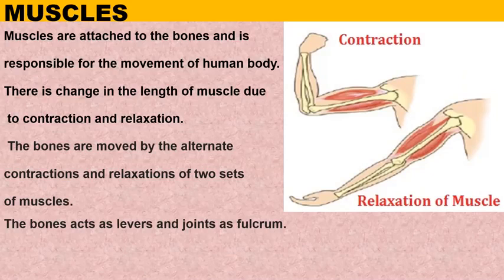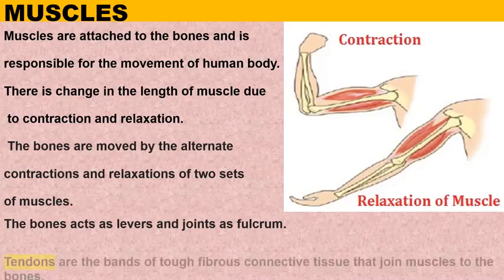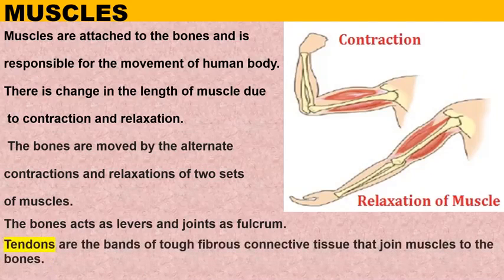The bones are moved by the alternate contractions and relaxations of the two sets of muscles. The bones act as levers and joints act as fulcrum. A muscle can only pull a bone, so another muscle attached to the same bone has to contract to move it in the opposite direction so as to bring it back to its original position. This means that two muscles work together to move a bone. When one muscle of the pair contracts or shortens, the other muscle of the pair is stretched or relaxed.